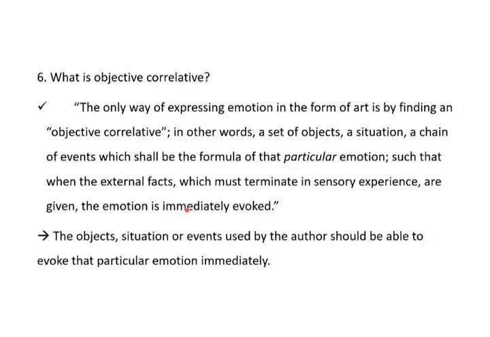He says that the author must have the skill to extract a formula with a set of objects, situation or chain of events to evoke the particular emotion. What is the particular emotion? The emotion the author intends to express. So these objects, situation and chain of events should be set together in a particular way so that the emotions will be expressed. When the reader senses these objects, situation or chain of events, the emotion will be immediately evoked according to Eliot.